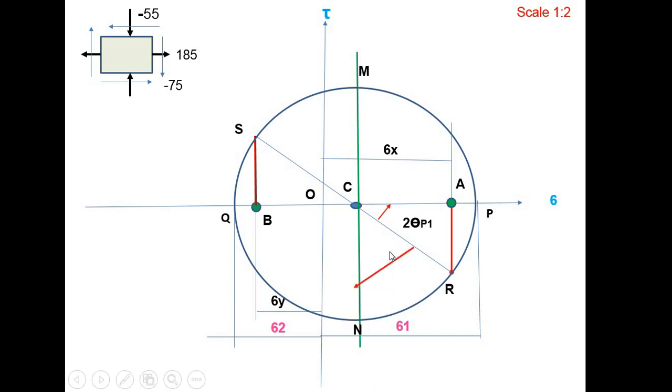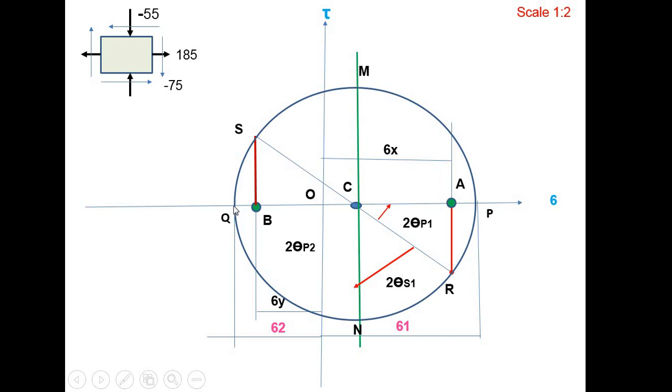Now the angle of the maximum shear stress plane. This is the maximum shear stress, CN or CM. We are measuring this angle with respect to the vertical plane, again from the reference plane, but we are measuring this angle in a clockwise direction, so we'll consider it positive. That angle is 2 theta s1. And then the location of another major principal plane. This is another principal plane.